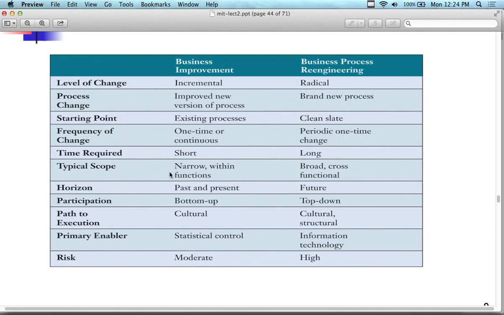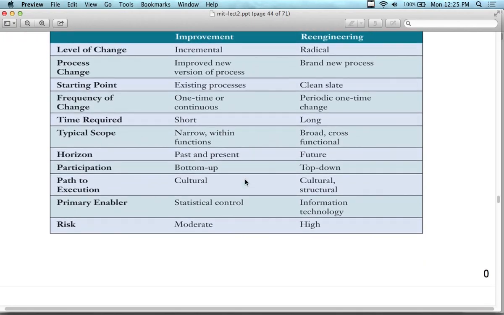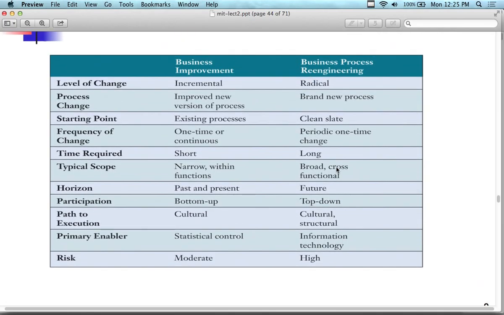The time required for this, the narrowing within functions, the past and present versus the future on your horizon. You're trying to build a better future for the organization if you're doing the re-engineering versus the improvements. So, looking at bottom-up versus top-down approaches. They're two completely different approaches. However, most people look at the two words and go, "Oh, there's only an I versus an R. Isn't it the same thing? Oh, yeah, that business process improvement stuff." Or do you mean business process re-engineering?